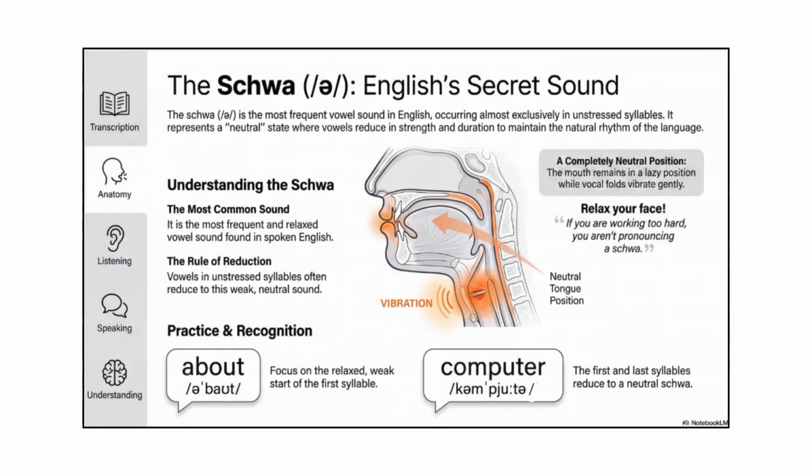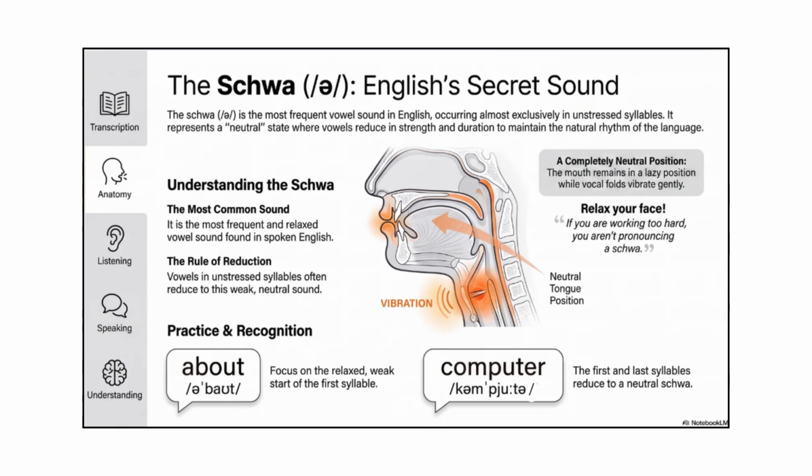Next up is English's secret weapon, the schwa. Look at the relaxed posture in the diagram. The schwa requires 0 effort. Your mouth stays completely neutral while your vocal cords vibrate gently. It's the ultimate lazy sound, appearing in unstressed syllables like the start of about or the end of computer.